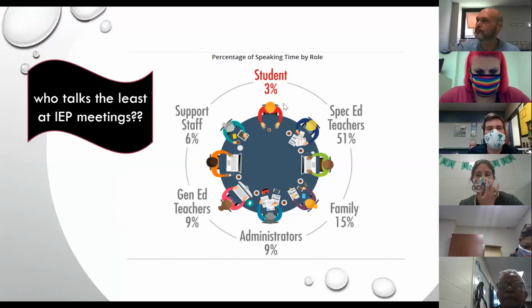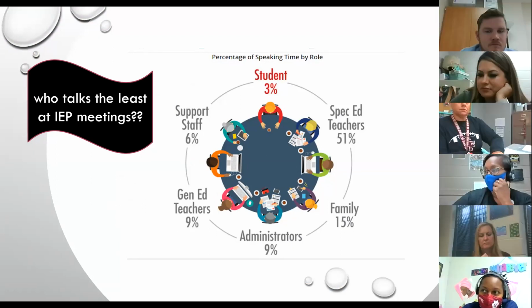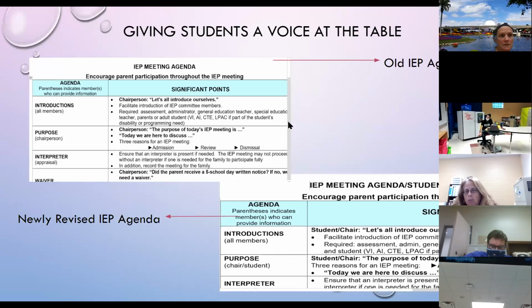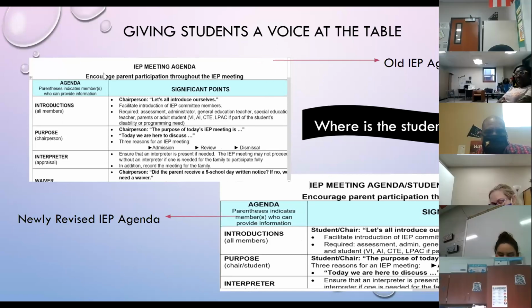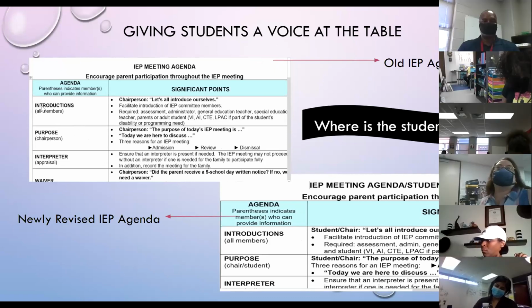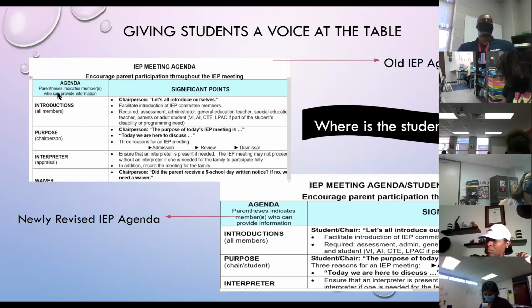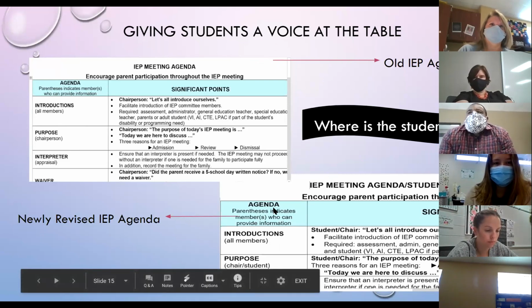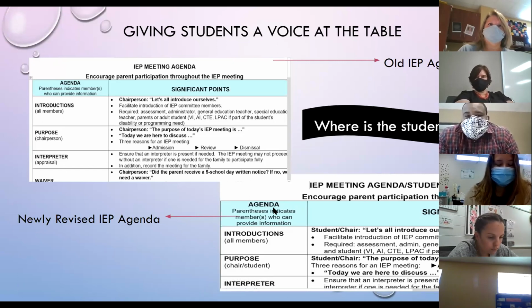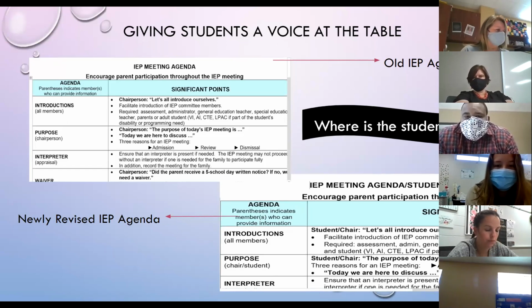Okay. One of the things that when the reauthorization came about was they did this study and they determined that students really only speak 3% of the time at their IEP meetings. And so they wanted to change that. Okay, and one of the ways that we're changing that is just by including them in the IEP agenda. So in the old IEP agenda here, there is really no student voice in the agenda, where we list in the parentheses the members who can provide information. Not once is the student's name there. And then over in the significant points, what we've done is we've added the student/chair, okay? And later on, you'll see that when you're using this with a student, and you'll be downloading it and helping the student to write the script right on that IEP agenda. So we'll get to that a little bit later.